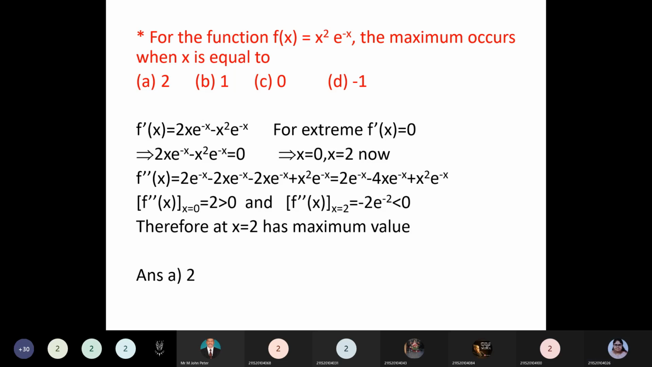So for extreme, f dash of x equal to 0. So equate this function to 0: 2x e power minus x minus x square e power minus x equal to 0. We are getting x equal to 0 and x equal to 2. That is, take common x e power minus x common. Okay, so you can take e power minus x as a common. We can take remaining values equal to 0. Got it? So this one 2x e power minus x minus x square e power minus x. In that, take common x e power minus x. The first term 2, remaining second one as x we will get. For first one, you will get x equal to 0. Second one, x is equal to 2.